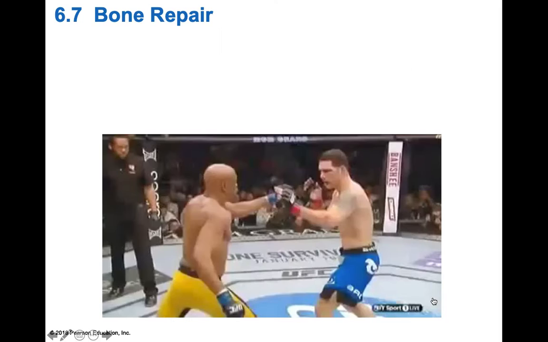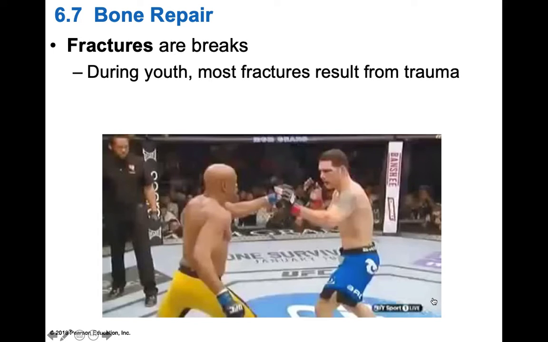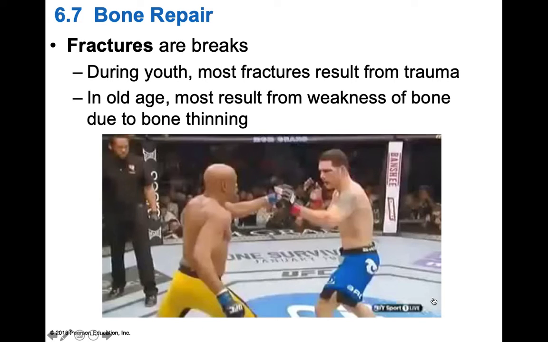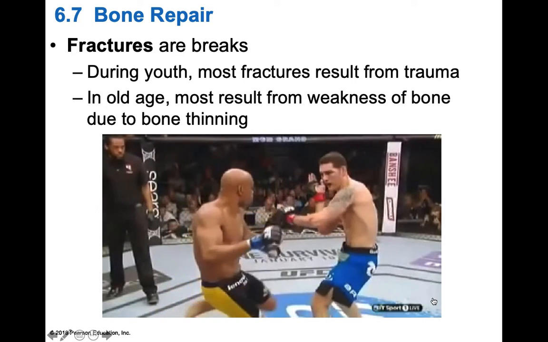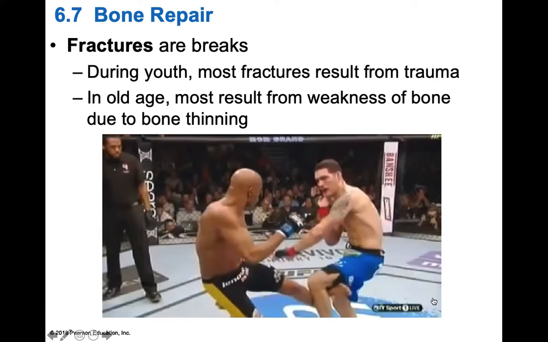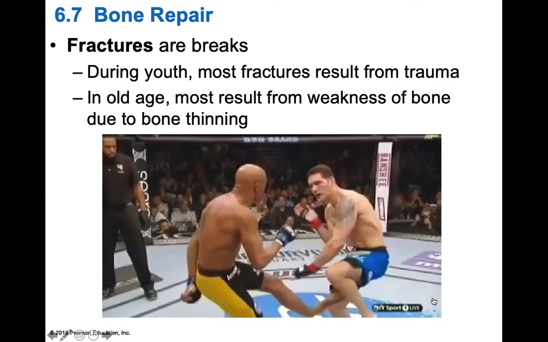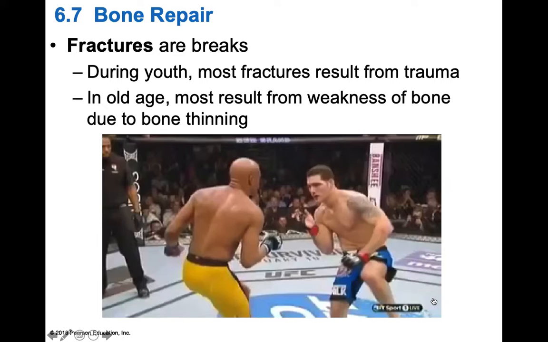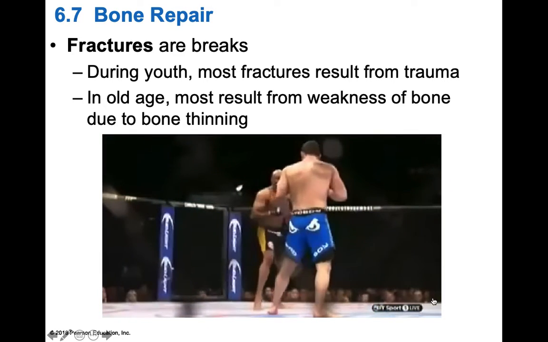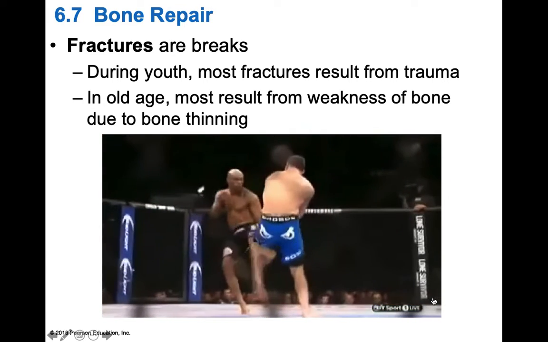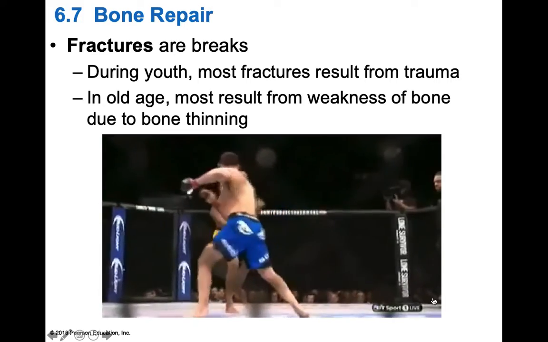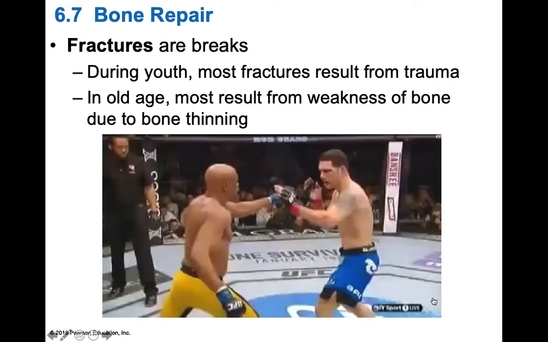So now we go on to the basic cracks, breaks, and fractures that happen with bones. They're classified in a few different ways. During youth, most fractures result from trauma. Okay? In old age, most result from weakness of bone due to bone thinning. Or in this case, this person kicks this individual at the perfect angle and he breaks his bone, right? And that is not good, right?